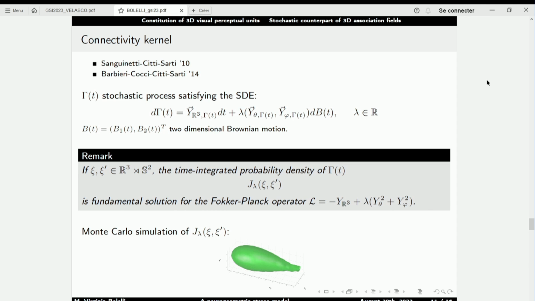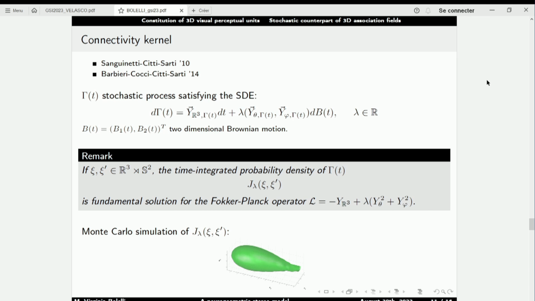In particular, we are interested in the time-integrated probability density of this stochastic process, namely J lambda, which can be seen as a fundamental solution for the forward Kolmogorov operator that can be written in terms of the chosen vector field. We choose to approximate this solution using a Monte Carlo method, and the results are displayed in this figure, where we show an isosurface for this kernel restricted in the three-dimensional space.